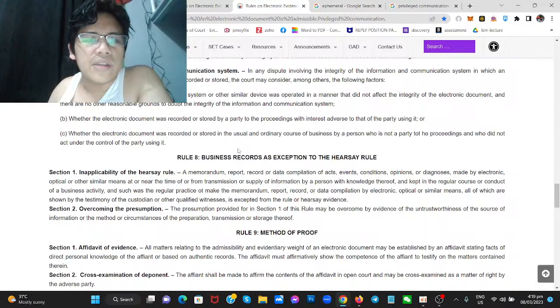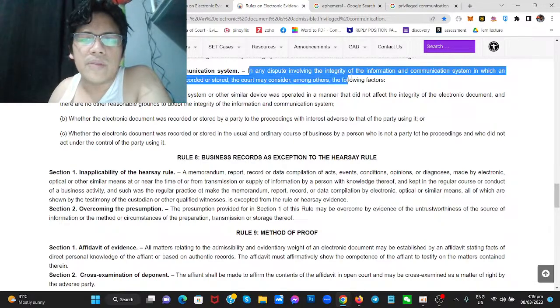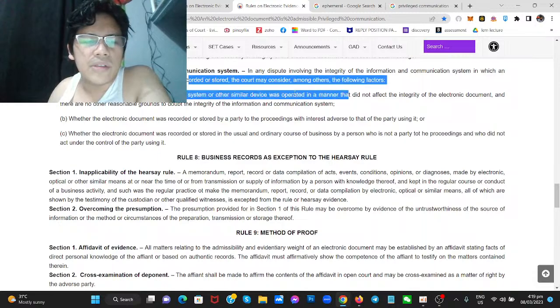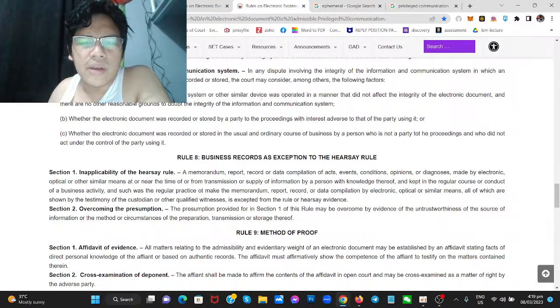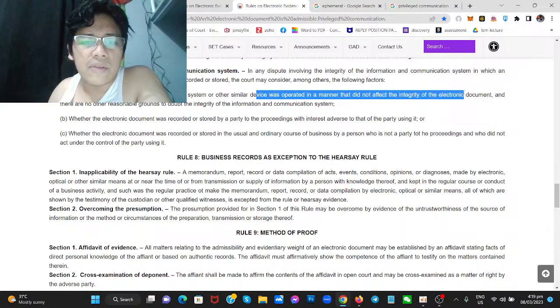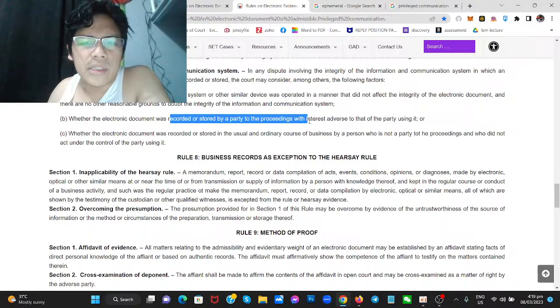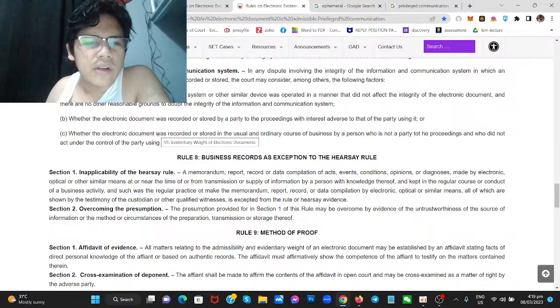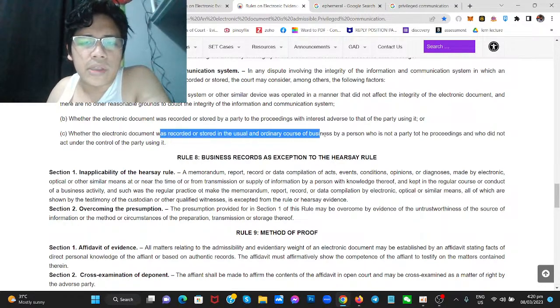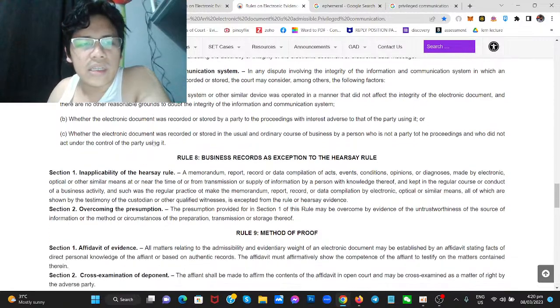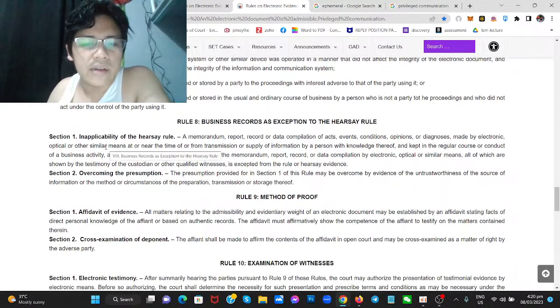Integrity of an information communication system. In any dispute involving the integrity of the information recorded, the court may consider the following: whether the information system was operated in a manner that did not affect the integrity of the document, whether the electronic document was stored by a party to the proceedings with interest adverse to the party in the manner of storage, and whether the electronic document was recorded in the usual and ordinary course of business by a person who is not a party to the proceedings. It's like a third party. It's how you assess the integrity. Okay. The manner is very important.